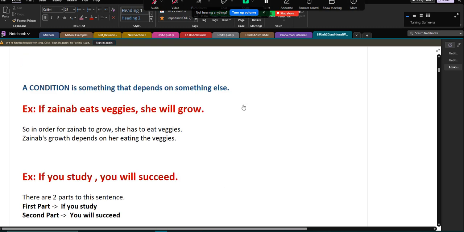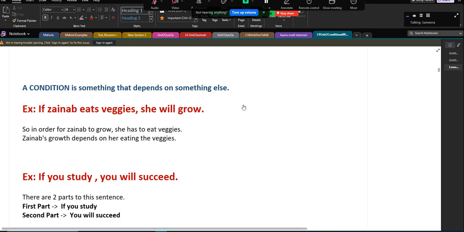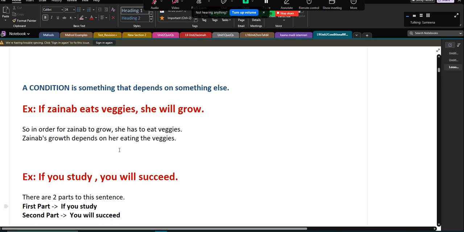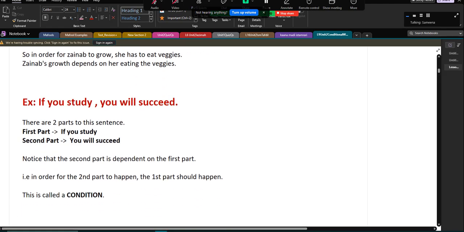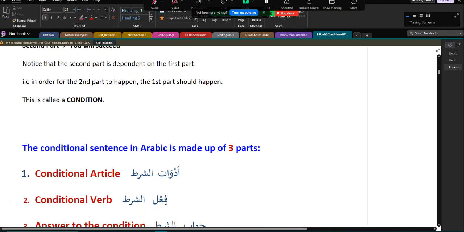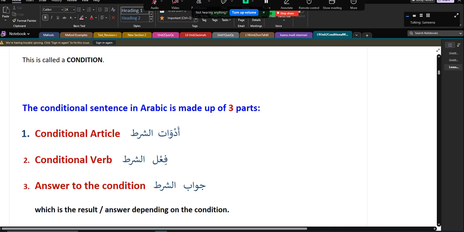Okay, for example, if you study, you will succeed. You have the first part, that is the if part, that is shart, if you study, and then you have the jawab shart, you will succeed. Okay, and the conditional sentence in Arabic is actually made up of three parts. The first one is the conditional article, that is adawatu shart. Then you have the conditional verb, that is fi'lu shart, and then you have the answer to that condition, that is jawab shart, which is the result or answer depending on the condition.